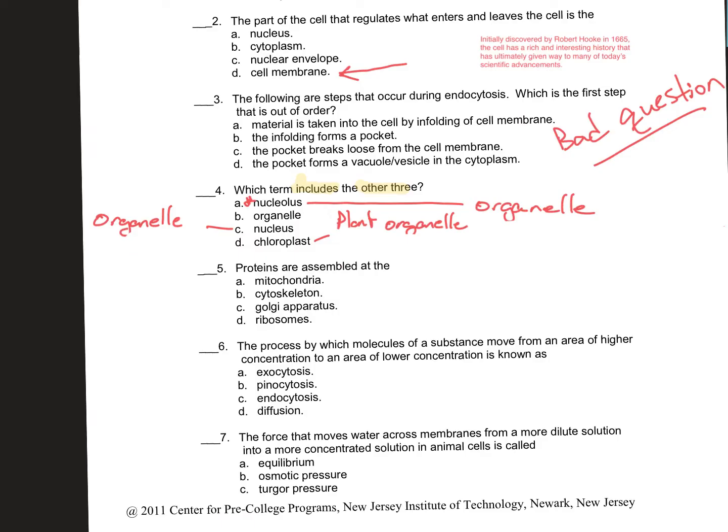So when we look at these three, the organelle that holds, contains and assembles the ribosomes is the nucleolus, the nucleus contains DNA, and chloroplast is a plant organelle. If you knew those three were organelles, then the only answer that would include the other three is, in fact, the word organelle. Notice that organelle is found in each one.